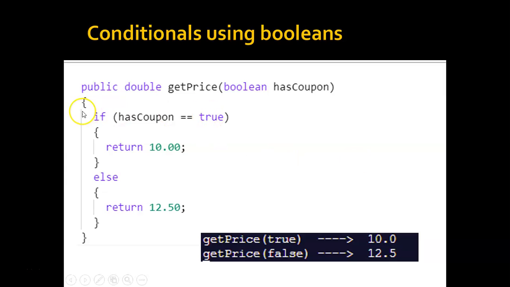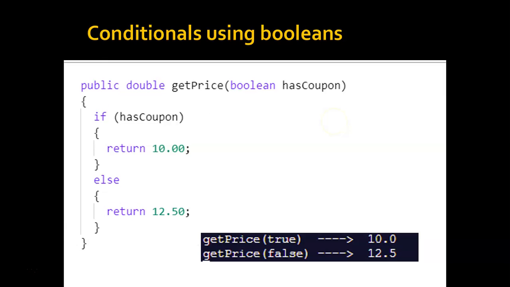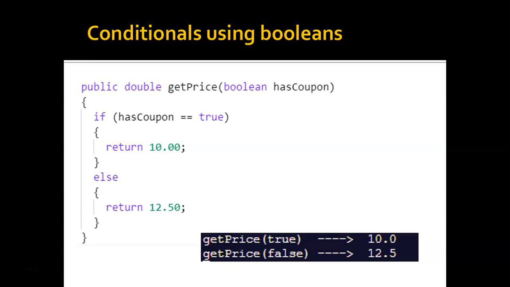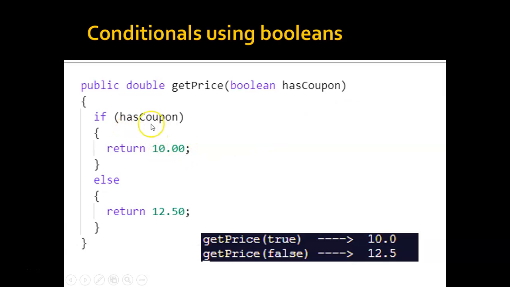Now, you can use boolean expressions like this. You could say if hasCoupon equals equals true. If hasCoupon is true, then true equals true, and it would return 10. However, you could skip some of the steps here and just write if hasCoupon. hasCoupon is already a boolean, so if it already has the value of true or false, then you don't have to put the equals equals true there. When you first start coding, 99% of students will write it the long way. And then as you get better and lazier, you'll just write it like this: if hasCoupon, else return whatever.